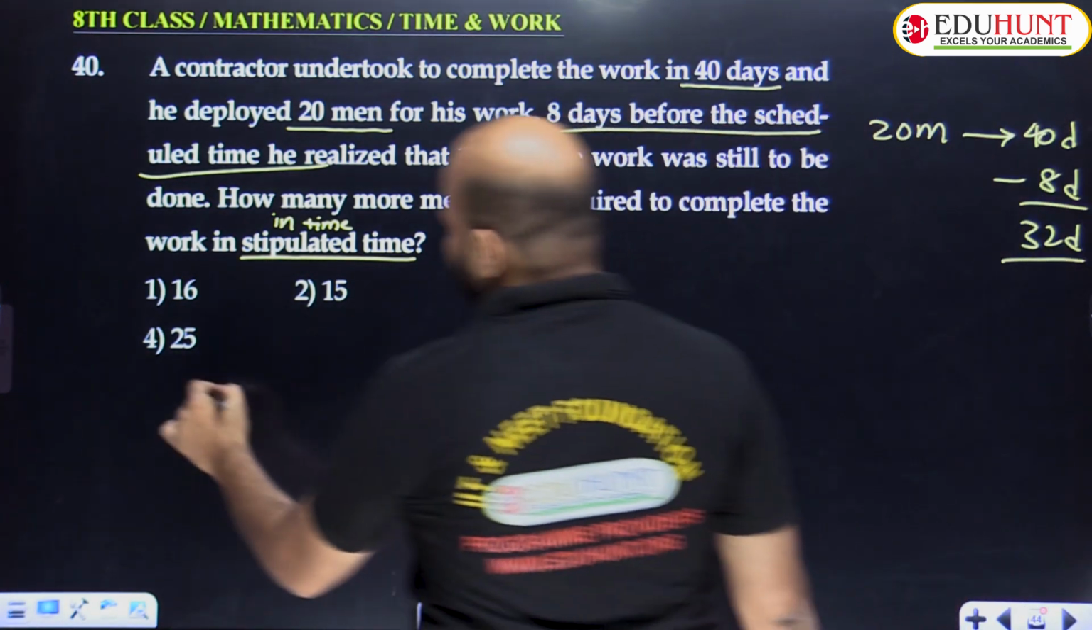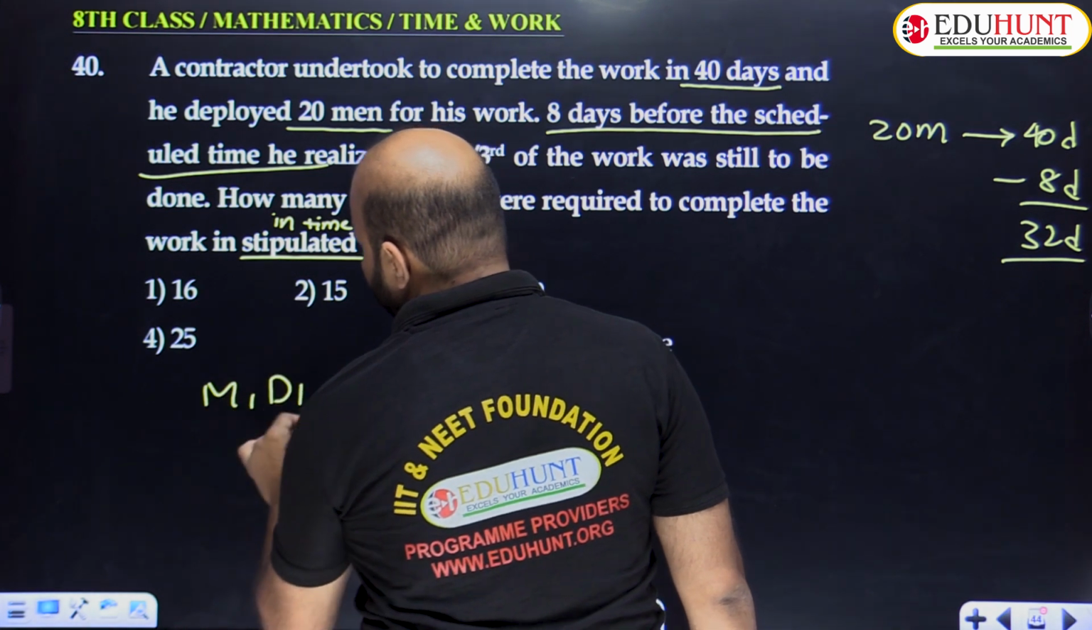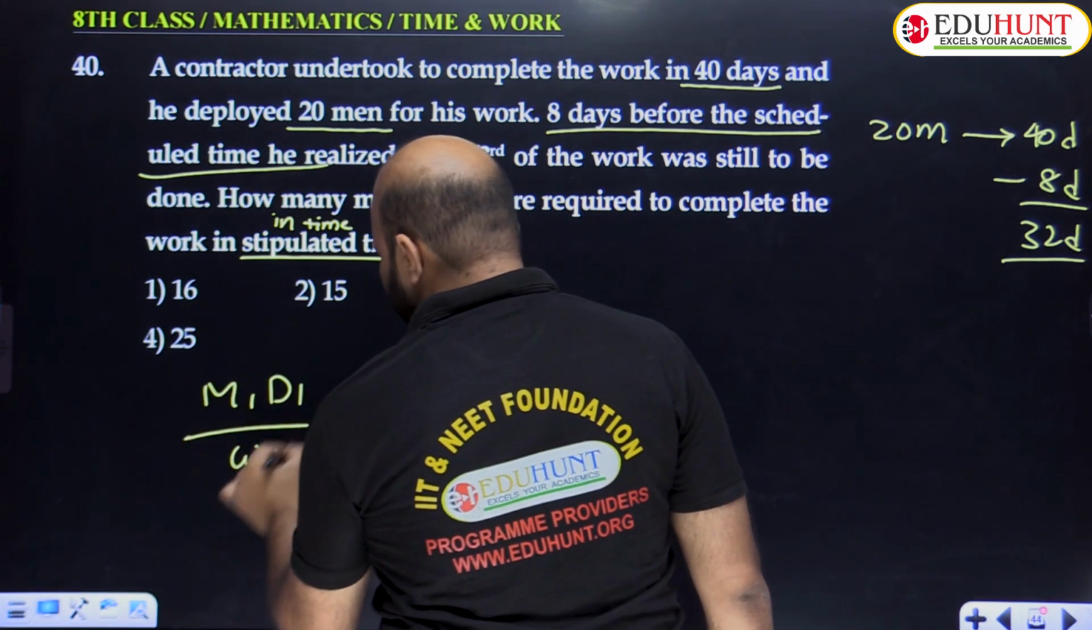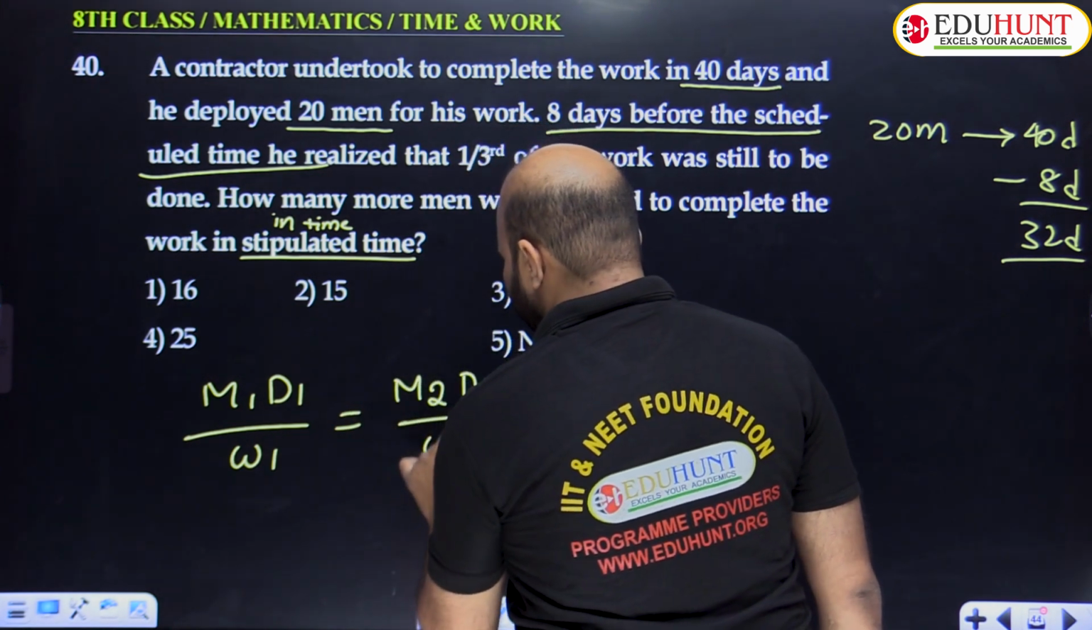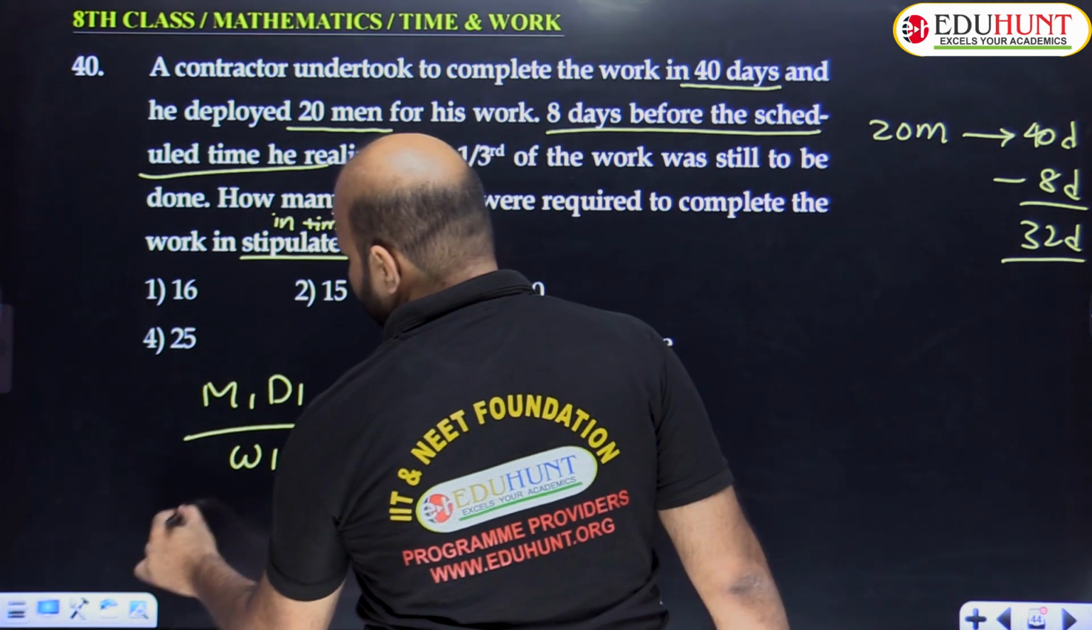So what is the formula? If work is not equal, M1 D1 by W1 equals M2 D2 by W2. This is the formula. So the M1 value, the initial strength, is 20 men.